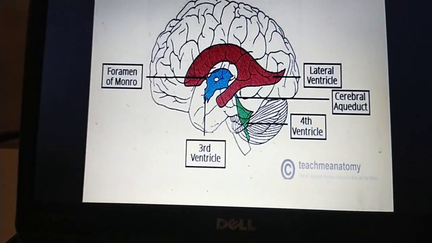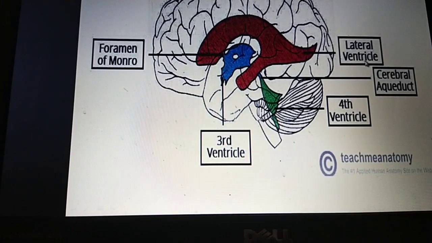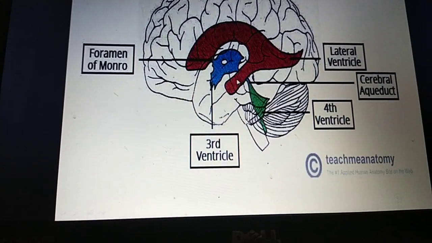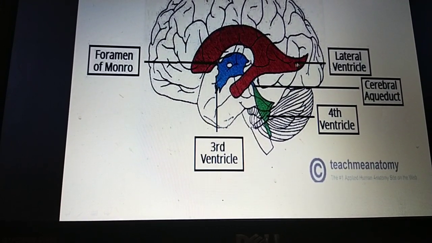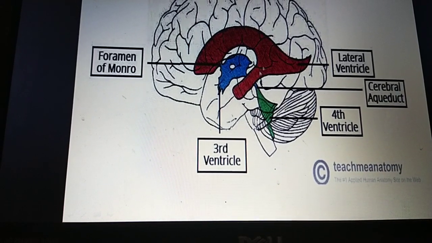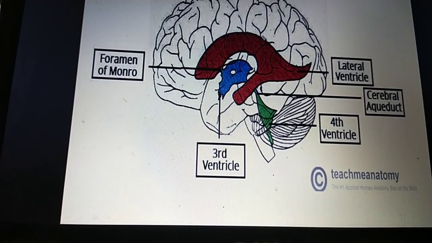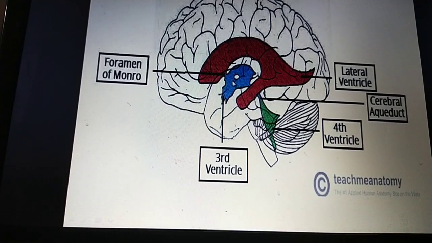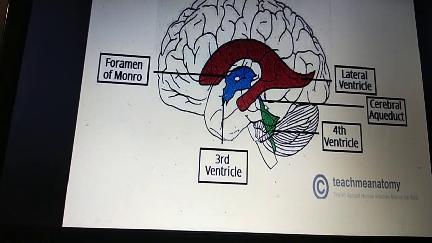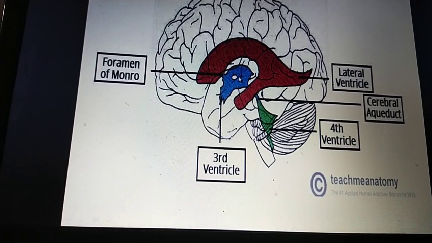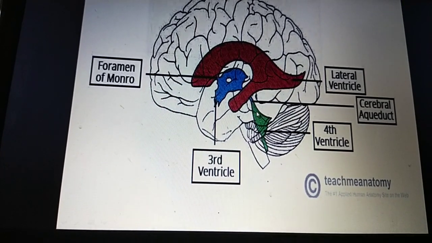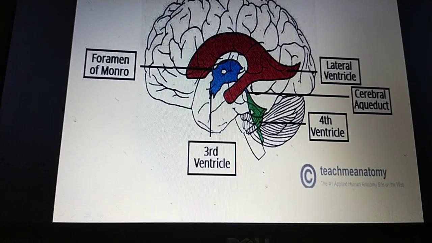This is the whole system. This is the lateral ventricle, or first and second ventricle. This is the third ventricle and this is the fourth ventricle, and the connection between the third and fourth ventricle is the cerebral aqueduct.